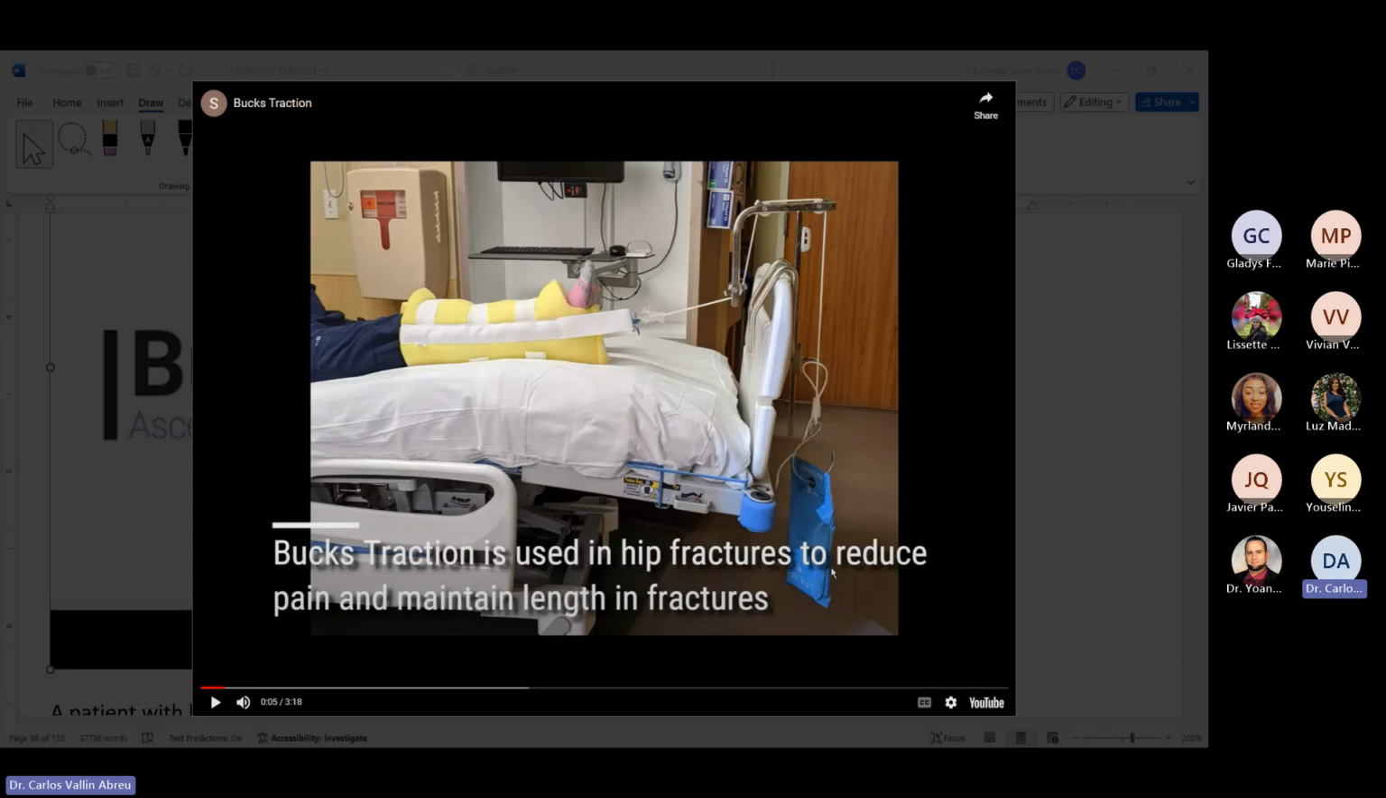This is going to align the bone fragments, which is called reduction, decrease the pain, and stabilize the fracture, preventing the movement. So it's going to be seen more or less like this. Notice how the foot of the bed is elevated to prevent the client from sliding by the pulling action of the ropes and the weight.